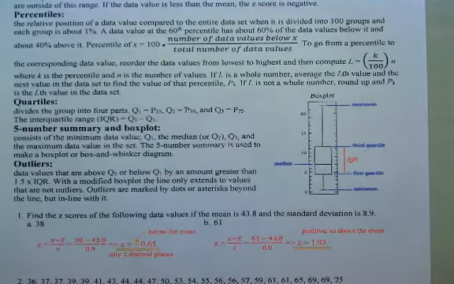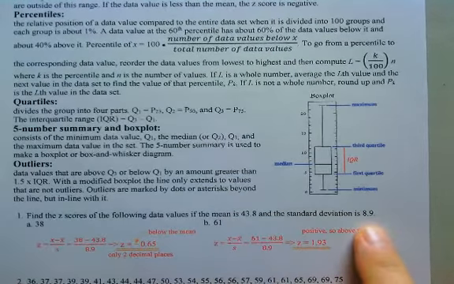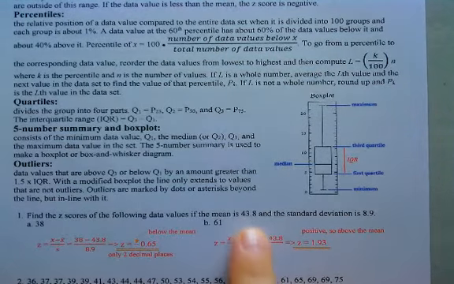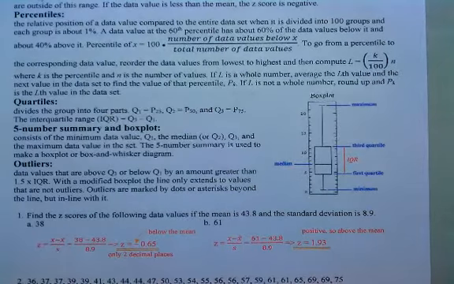So first off, we want to find the Z-scores of the following data values if the mean is 43.8 and the standard deviation is 8.9. Now, in general, they will give you these things, but it is possible to have a problem in which you get some data values and you first have to determine what the mean and standard deviation are before you could go find a Z-score.